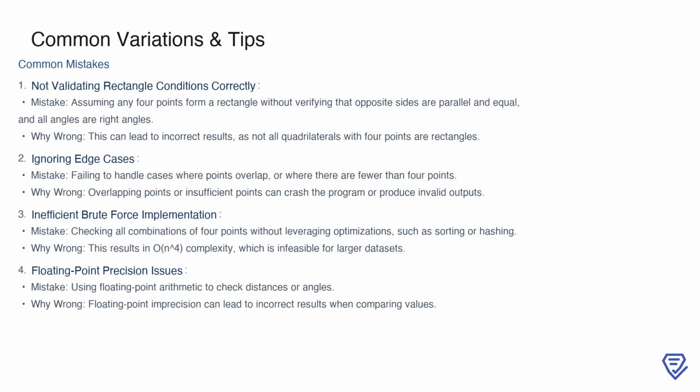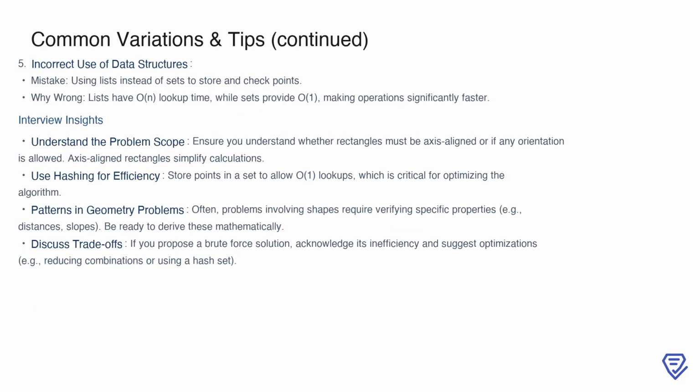Lastly, floating point precision issues can arise if you use floating point arithmetic to calculate distances or angles. Due to imprecision in floating point comparisons, you could get incorrect results. These are critical pitfalls to avoid for a robust solution. Now, another challenge is the incorrect use of data structures. For example, using lists instead of sets to store checkpoints is inefficient because lists have an O(n) lookup time, whereas sets provide O(1) lookups, which can significantly speed up your operations.